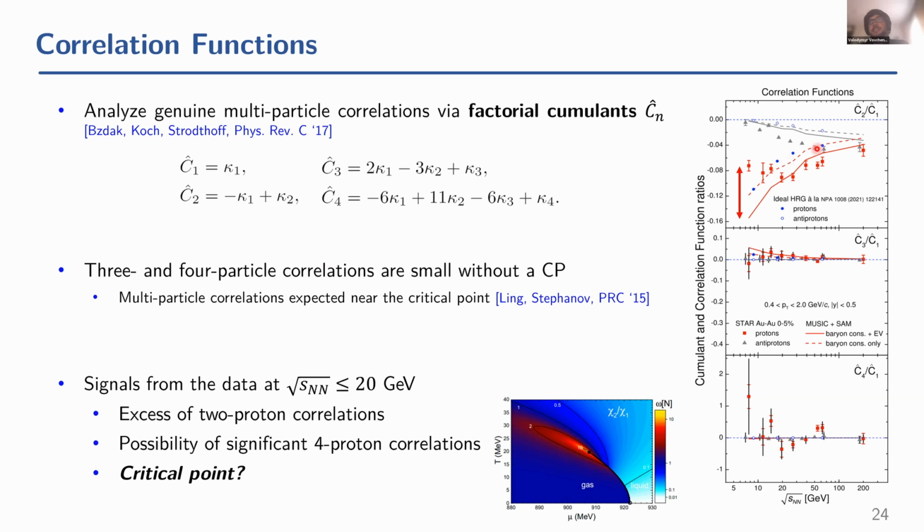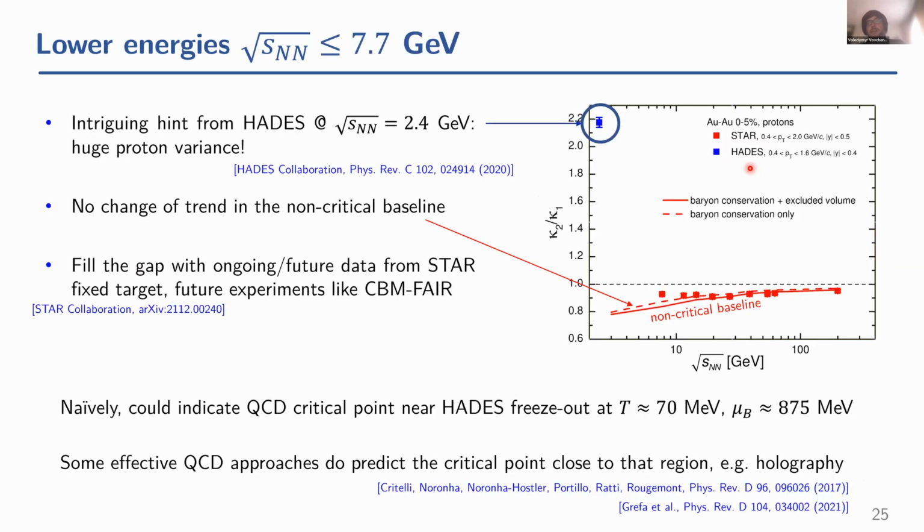And you could imagine that as you decrease collision energy and approach the critical point, then first you are dominated by baryon conservation, which gives you negative two-particle correlations, but then the slope changes as you approach the critical point, and you have this deviation from the baseline. So this is one possible explanation, but obviously one has to look in much more detail to say more.